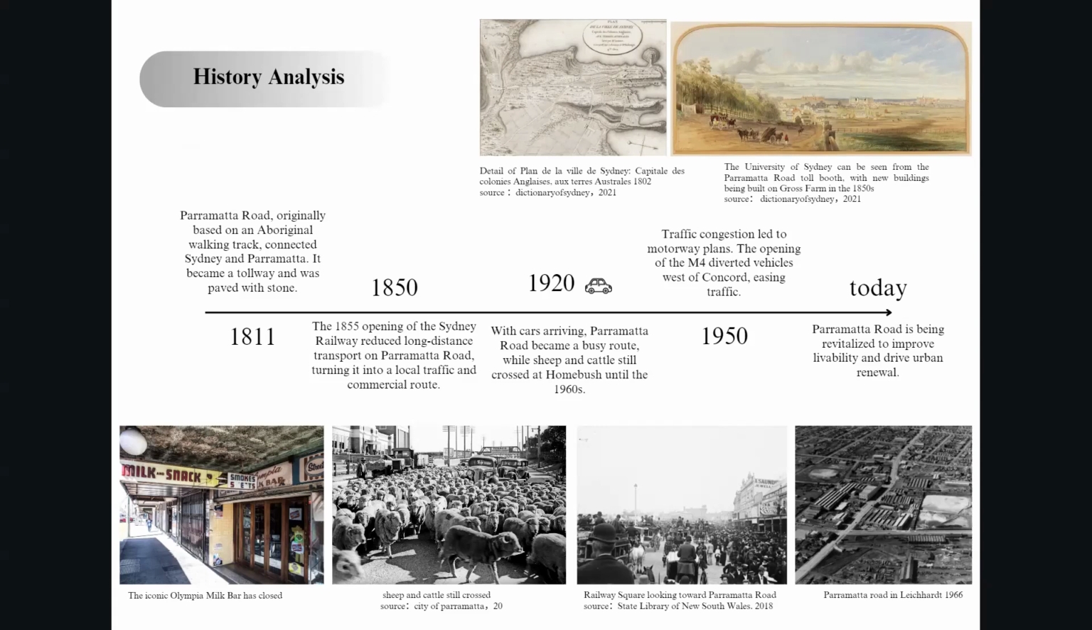By 1950, traffic congestion led to the construction of the M4 motorway, easing traffic west of Concord. Historical photos show the road's bustling commercial life, from the milk bars to panoramic views of Lake Cardet. Today, Parramatta Road is being renewed, evolving from a transport road to a diverse commercial and cultural space.